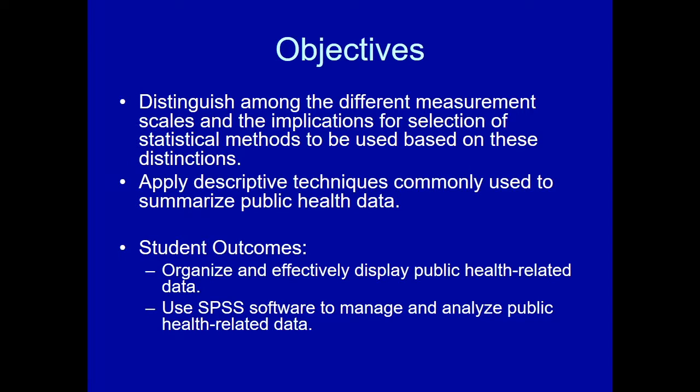Our objectives throughout this module, which is Module 4, are to distinguish among the different measurement scales, as well as the implications for selecting statistical methods based on those distinctions, as well as applying descriptive techniques commonly used to summarize public health data. The student outcomes for today are to organize and effectively display public health related data, as well as using SPSS software to manage and analyze public health related data.